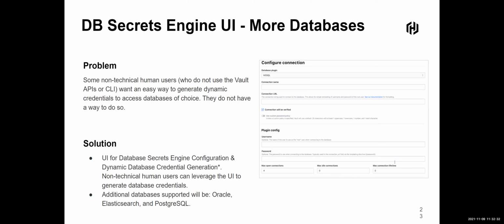So starting Vault 1.7, we've been adding support for various database secret engines, configuration workflows, as well as credential generation workflows in the UI. So in 1.7, we added support for MongoDB. In 1.8, we added support for MS SQL and MySQL. And in 1.9, we're adding support for Oracle, Elasticsearch, as well as PostgreSQL in the UI.